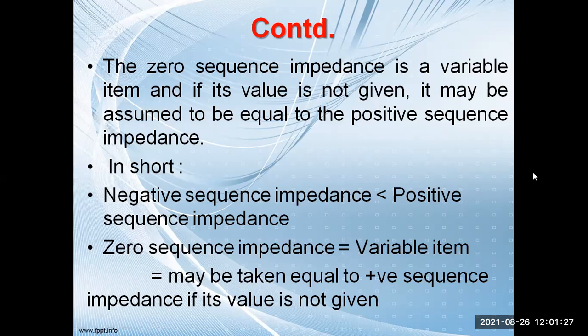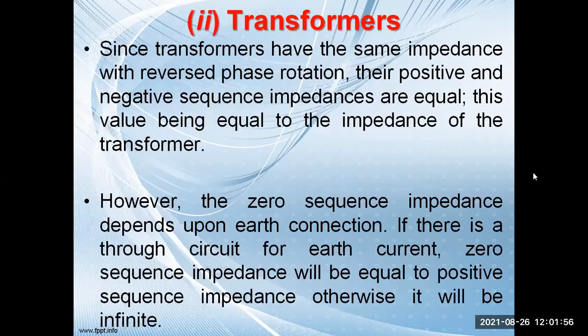So in short, we can say that the negative sequence impedance is always less than the positive sequence impedance, and zero sequence impedance, which is generally the variable item, may be taken as equal to the positive sequence impedance if its value is not given. Sometimes this value will not be given in the numerical problem. So we need to understand that if the value is not given, then we can take the same value that is given for the positive sequence impedance.